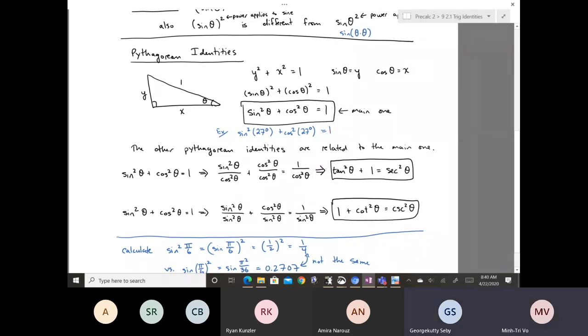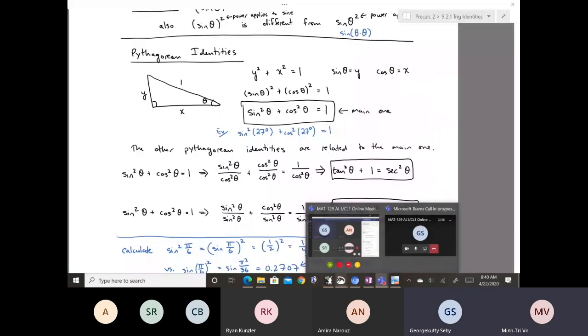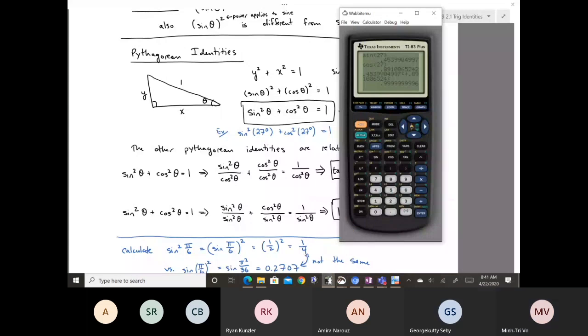Yes, you can copy paste the answer from the calculator. Yeah, I can. I didn't have to type it out like that.